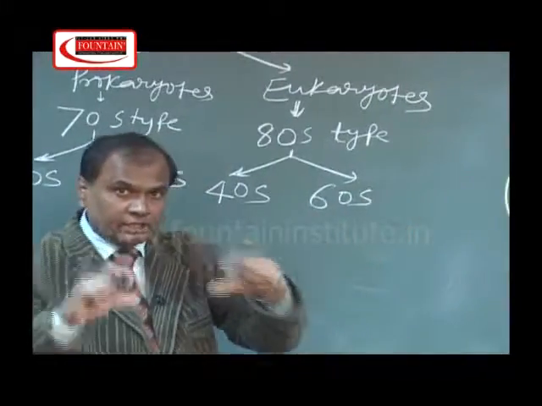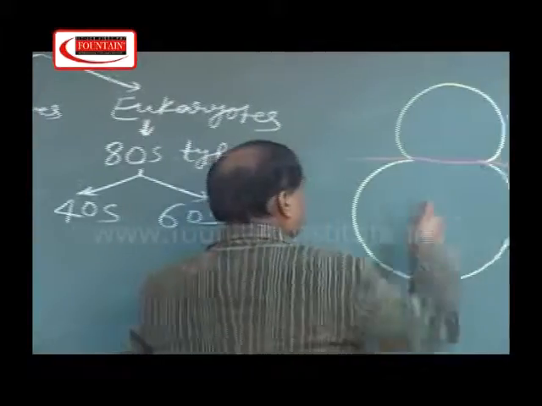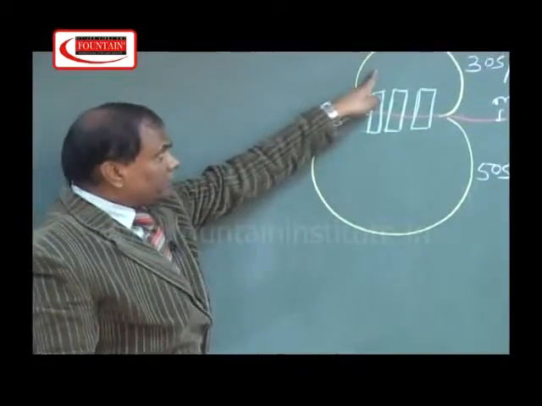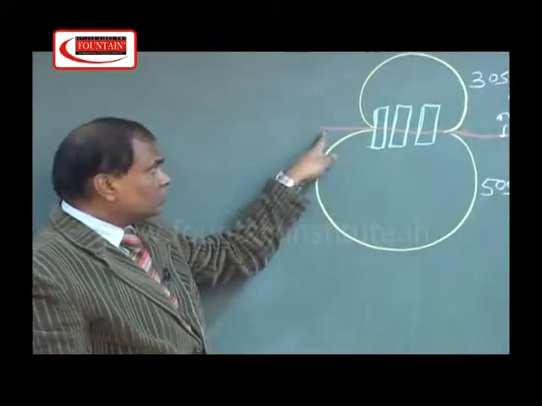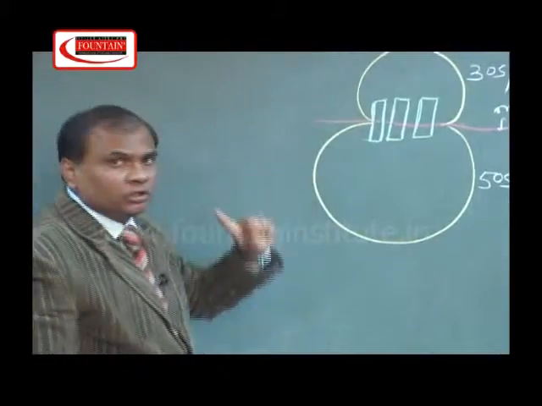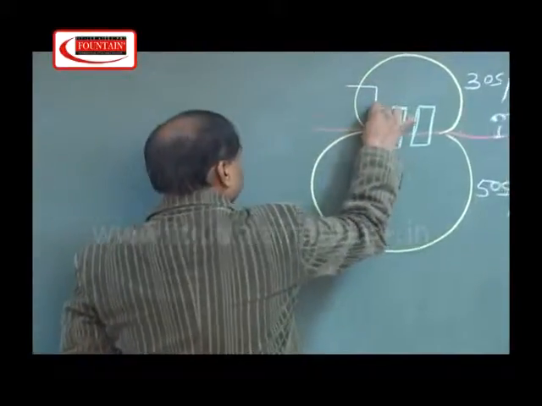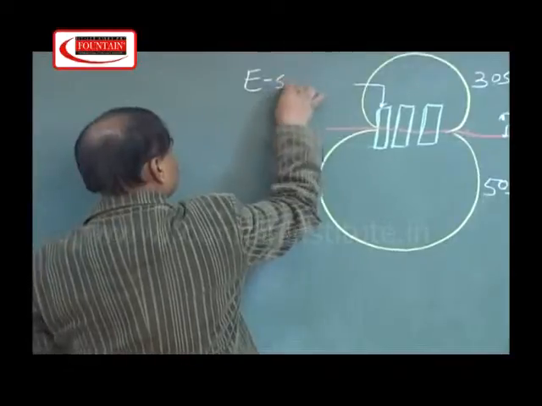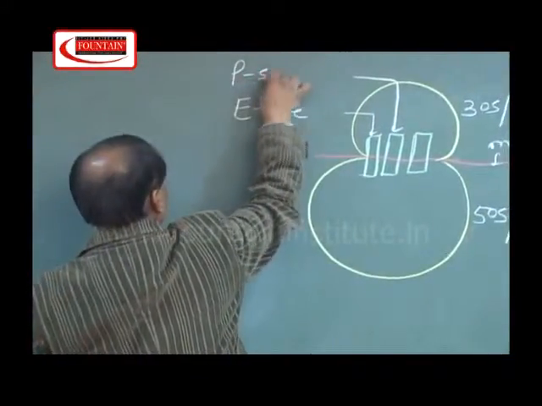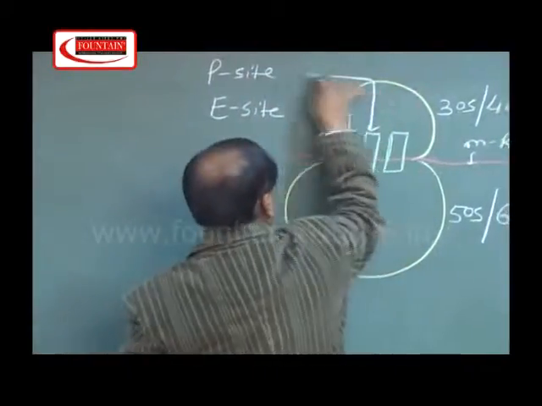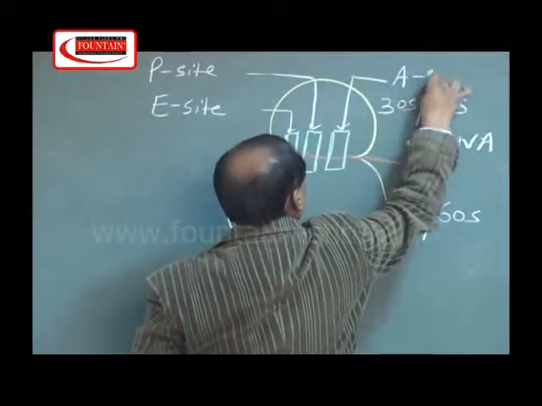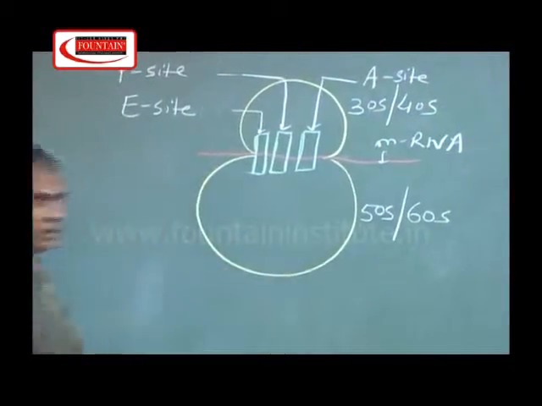When they get associated, there are three sites on this. When these two ribosomal subunits get associated along the mRNA, there are three sites visible. This one is called the E site, this one is called the P site, and this one is called the A site.